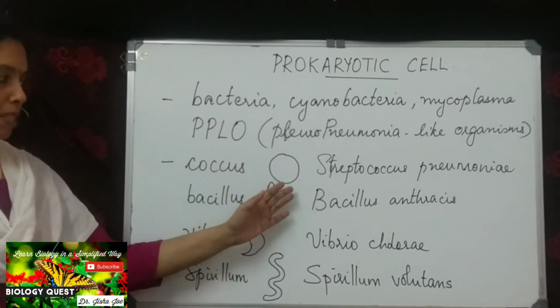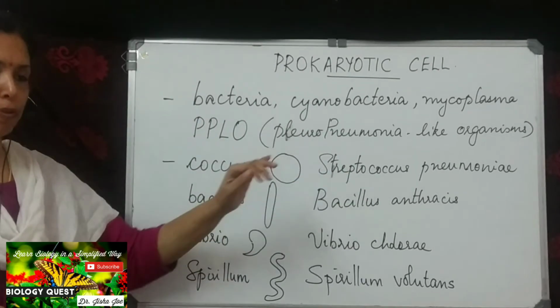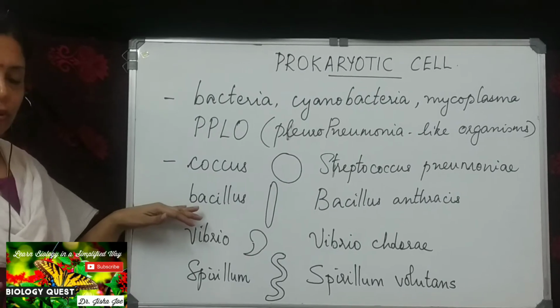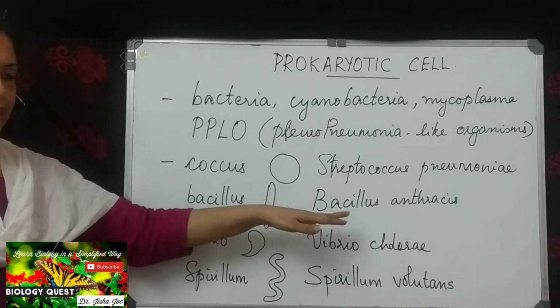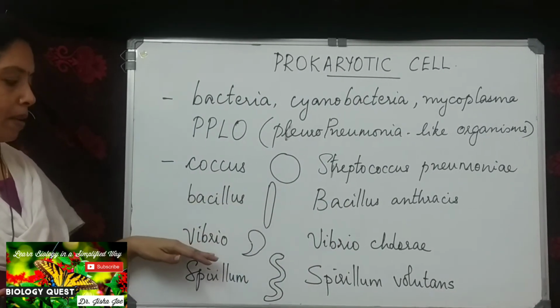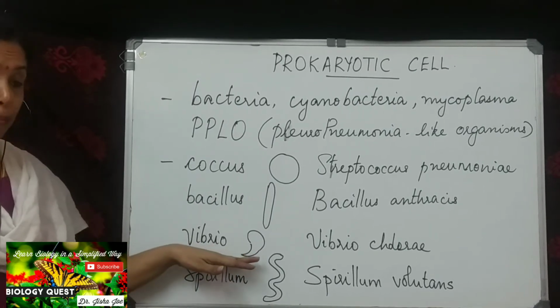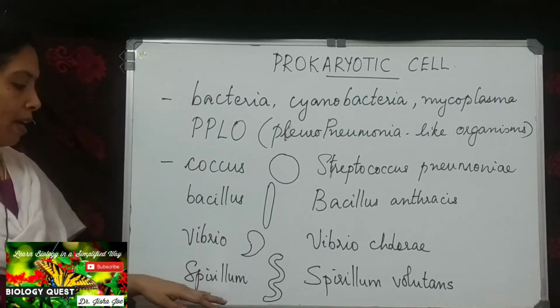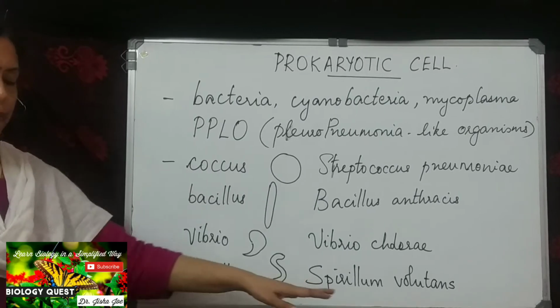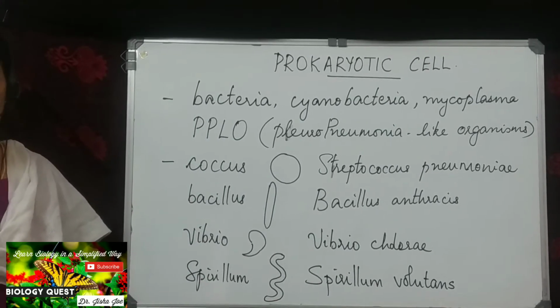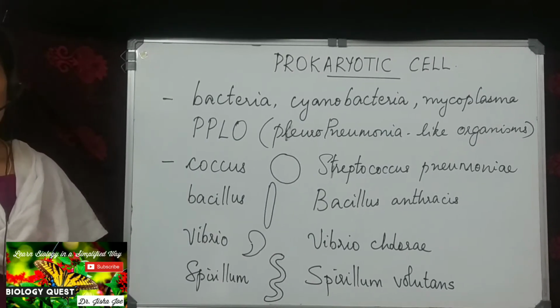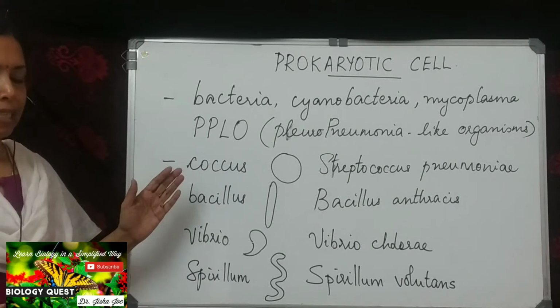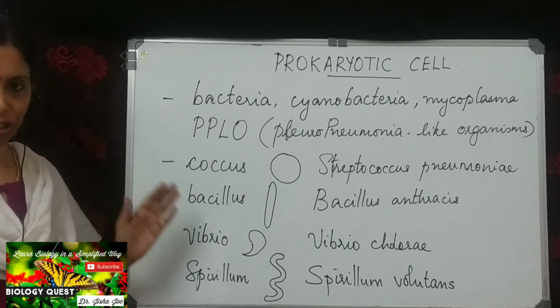Coccus, they may be spherical in shape. Example is Streptococcus pneumoniae. Number 2, Bacillus, they are rod-shaped. Example, Bacillus anthracis. Third type is Vibrio, comma-shaped, Vibrio cholerae. And Spirillum, spiral-shaped. Example, Spirillum volitans. So, we have seen bacteria differ in their shape.